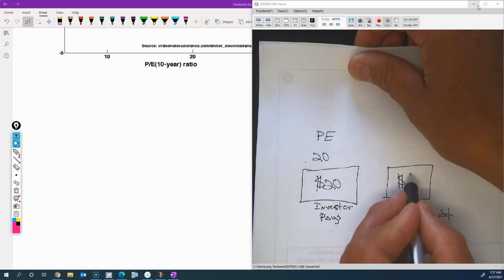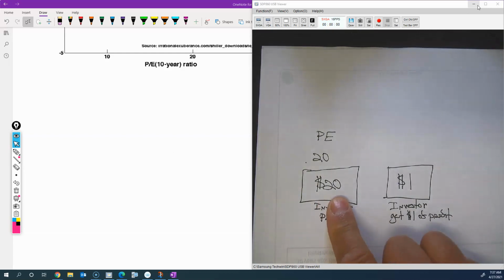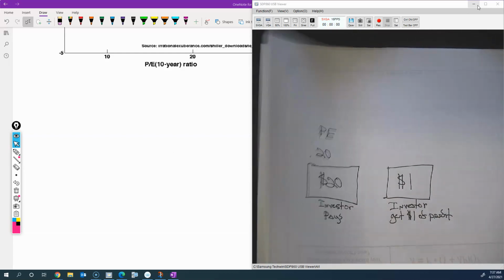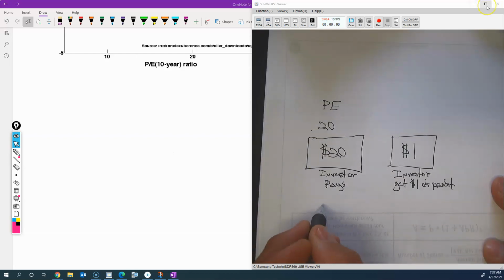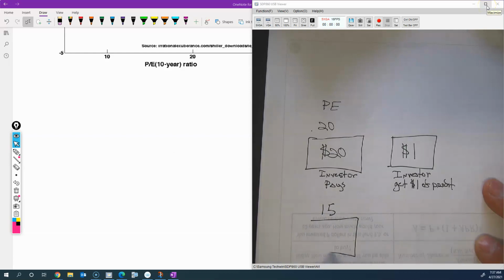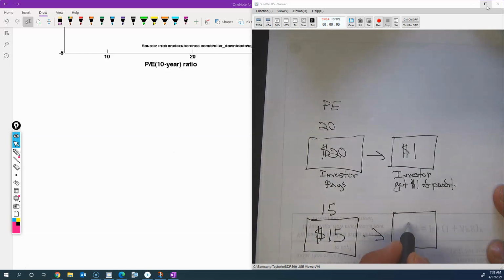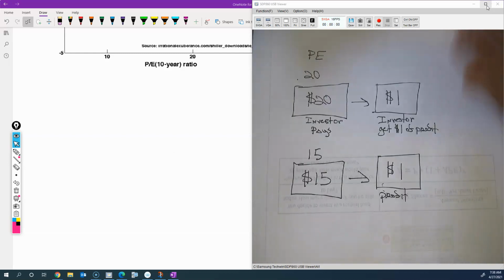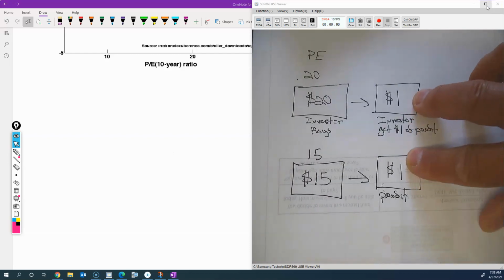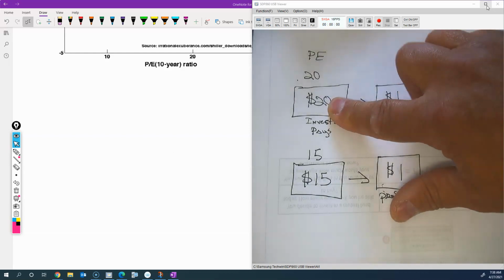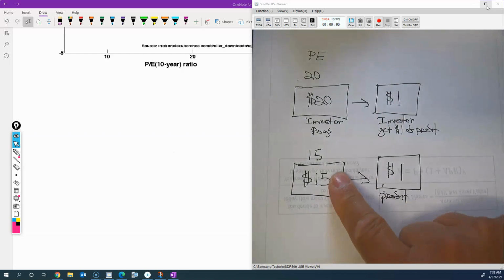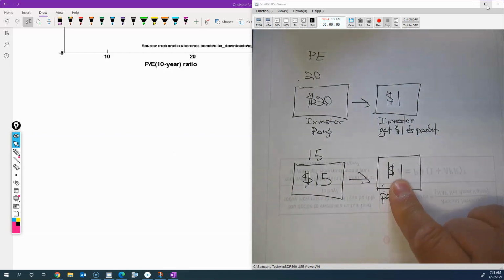So to earn $1, you're willing to spend $20. Now, if a company had a PE of 15, this is saying you spend $15 and you get $1 in profit from the company. So you're getting the same no matter what. You're getting $1 from company A, you're getting $1 from company B. One company you had to pay $20 to get that dollar, and another company you had to pay $15 to get that dollar. All right?